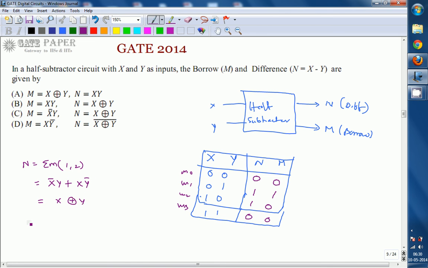That is N, whereas M is the borrow. Borrow is also a function of X and Y, and that consists of only minterm 1, which is X bar Y. So the borrow is X bar Y and the difference is X exclusive-OR Y. So M is equal to X bar Y, that is the answer. M is X bar Y and N is X exclusive-OR Y. So these are the outputs for a half subtractor.